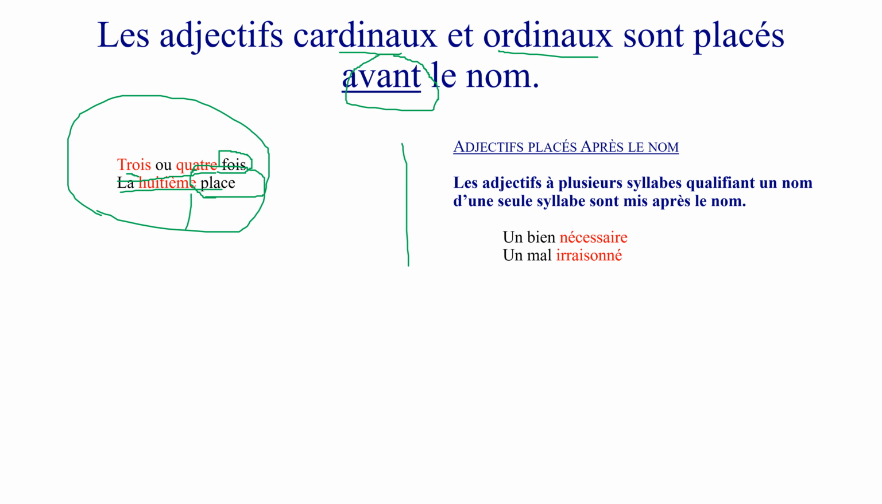Les adjectifs placés après les noms, usually les adjectifs à plusieurs syllabes, adjectives that have several syllables, qualifying a noun of only one syllable, are placed after the name. Un bien nécessaire, so here is your adjective, several syllables, placed after. Un mal, which is your noun, one syllable, irraisonné, several syllables, placed after the noun.